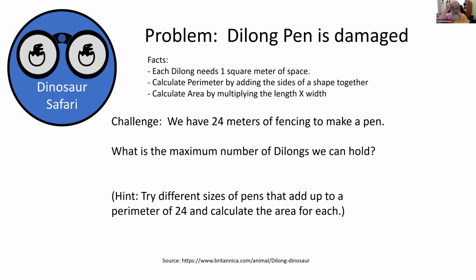The challenge here is that you've got 24 meters of fencing to make a pen, and you need to figure out the pen size that will hold the most number of D-longs. Now, I'm going to put you in breakout groups. I'm going to give you 5 minutes. My suggestion for how to solve this is to try it out. Figure out a pen that uses 24 meters, calculate the area. Then try another shape of pen, calculate the area. So you're going to have 5 minutes to come up with the pen that will hold the most D-longs.